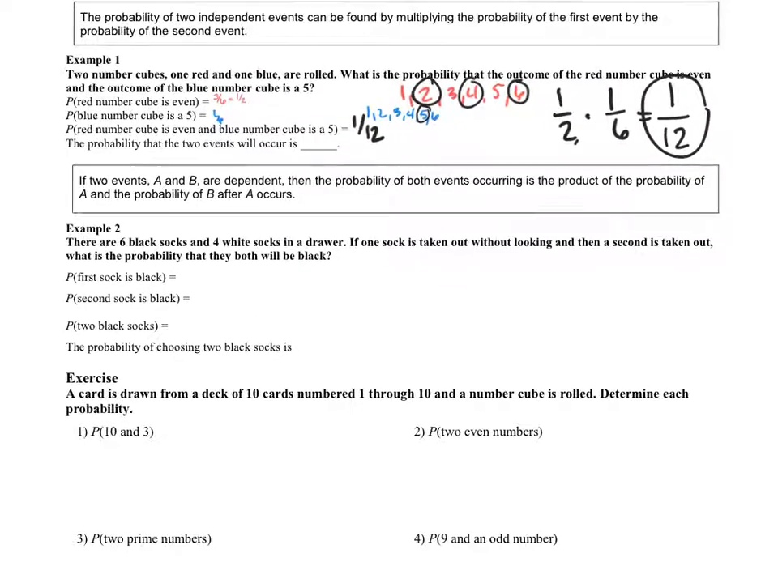Okay? If two events A and B are dependent, then the probability of both events occurring is the product of the probability of A and the probability of B after A occurs. So sometimes that can change. The example that Mr. Brooks used a while ago was ace of spades. Well, the probability of getting an ace of spades on the first one is 1 out of 52, right? Okay. And then the probability of getting an ace of spades on the second one is 0 out of 52, okay?